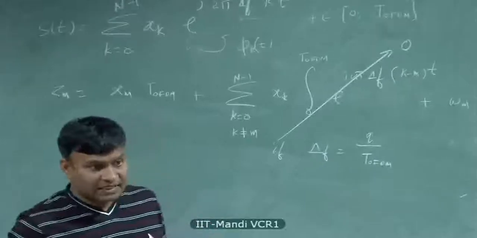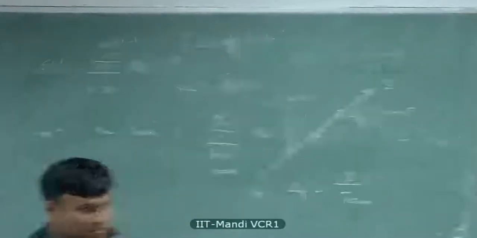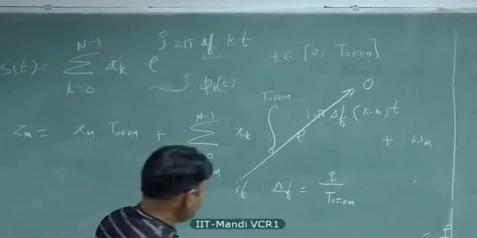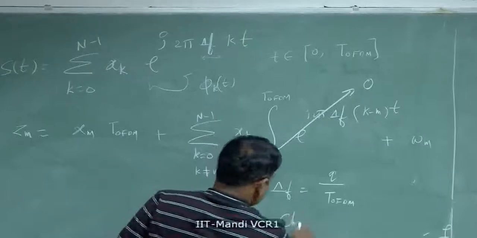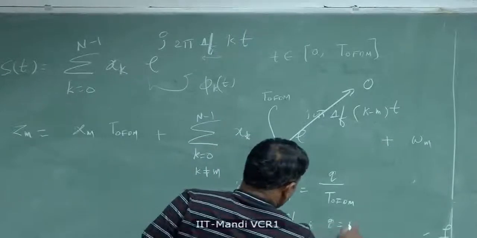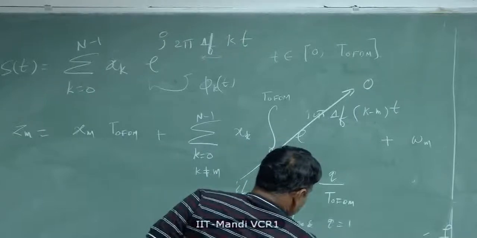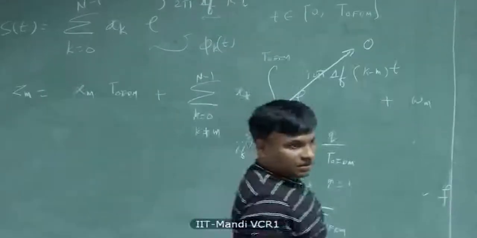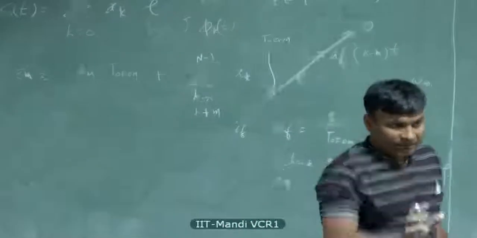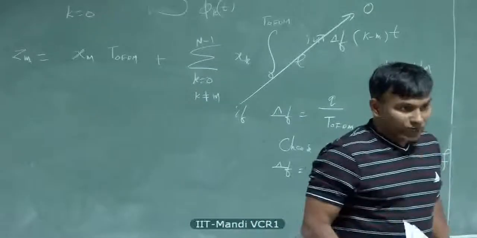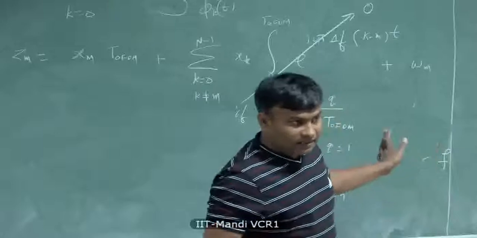And what would be the minimum spacing required in this case between adjacent tones? Choose q equal to 1. So therefore delta f equal to 1 over T_OFDM is the minimum spacing required between adjacent subcarriers to ensure orthogonality at the receiver.